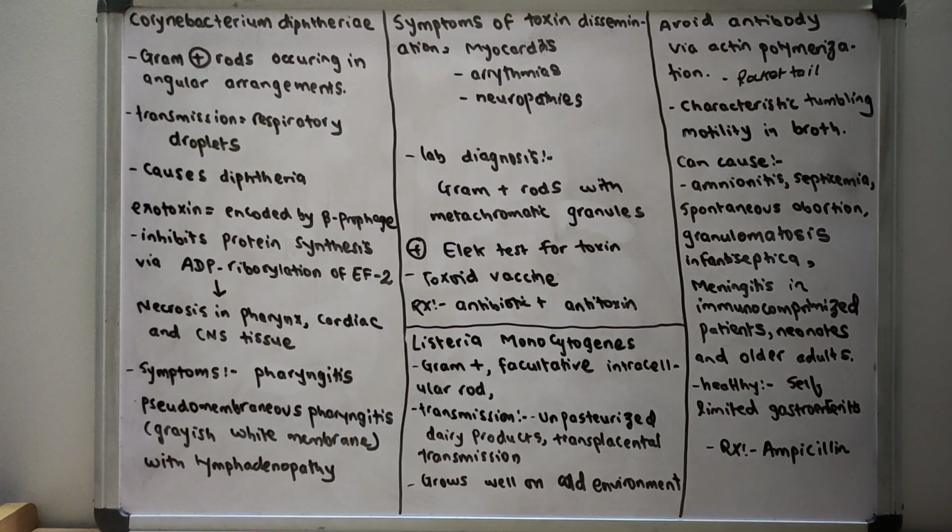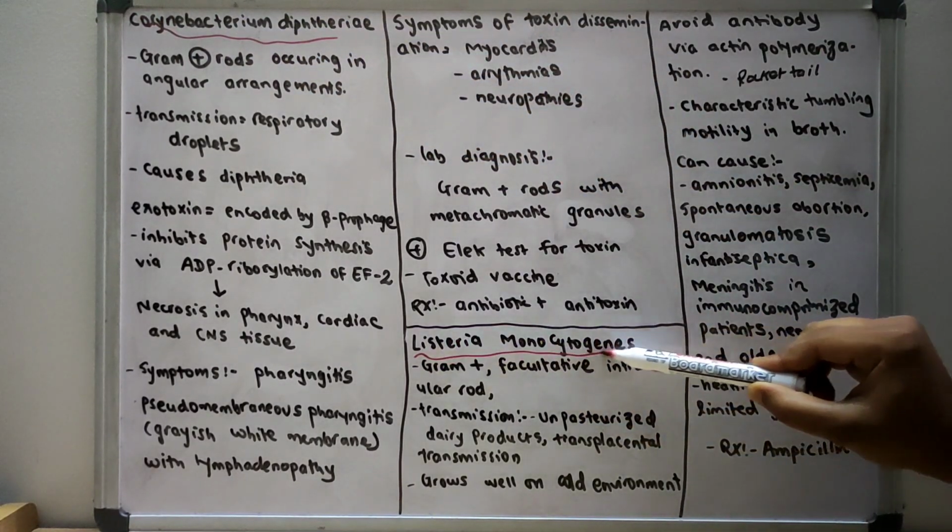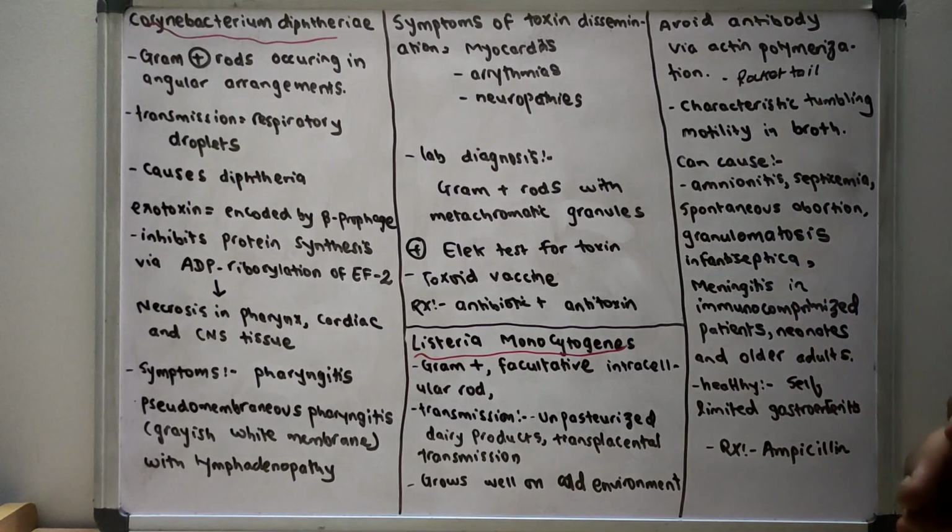So today in this video we are going to talk about two important bacteria. One is Corynebacterium diphtheriae and another is Listeria monocytogenes. First of all, let us talk about Corynebacterium diphtheriae.